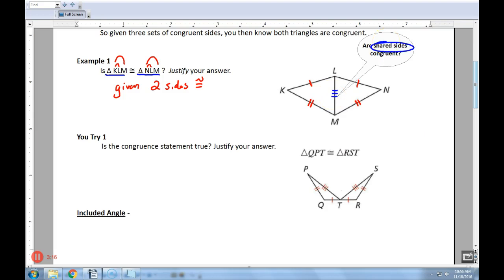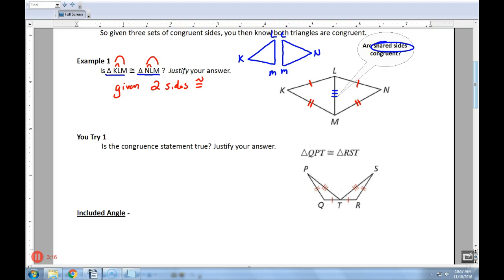Alright, and whenever they share a side, if I were to break these 2 triangles up and draw the one on the left and then separate it and draw the one on the right, you would see that LM is part of both triangles. Okay, LM is a shared piece, so it's got to match up.